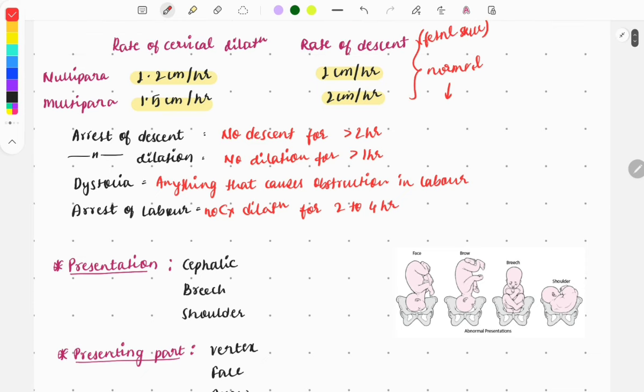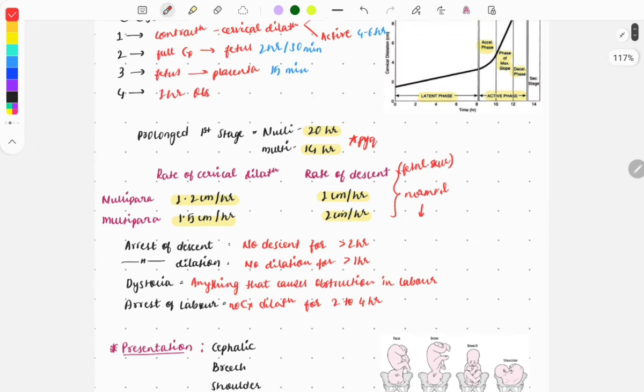These things can be asked as a one liner, or maybe as a clinical case, where they describe a female in labor, contractions are good, there is descent but there is no cervical dilatation for more than 1 hour. What will be the diagnosis? It will be arrest of dilation. Similarly the question can be asked on dystocia or arrest of labor. So this was about the stages of labor.